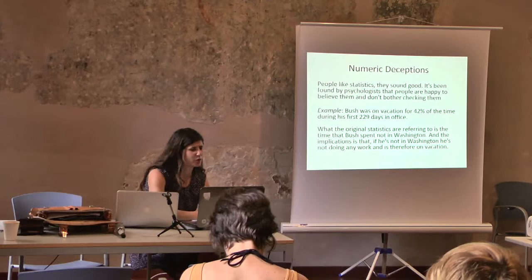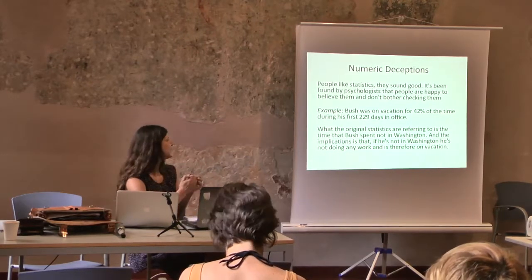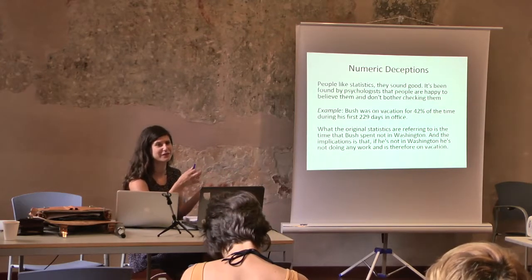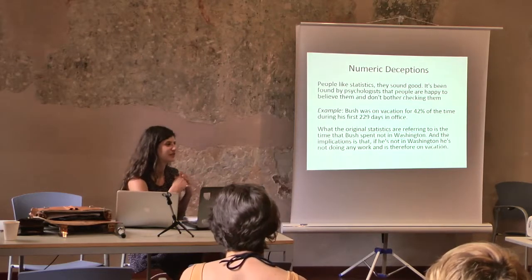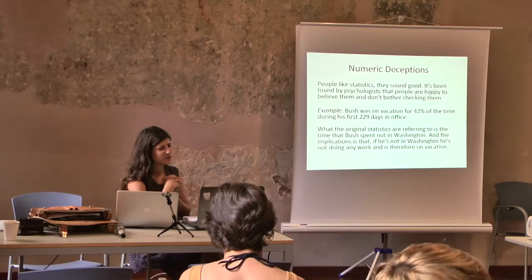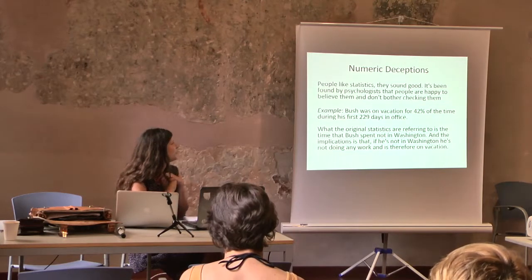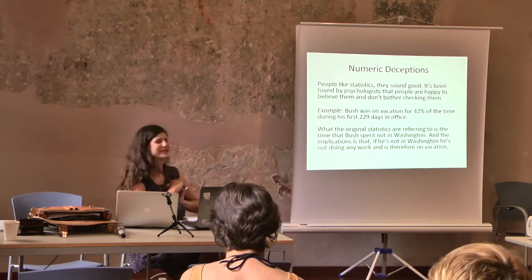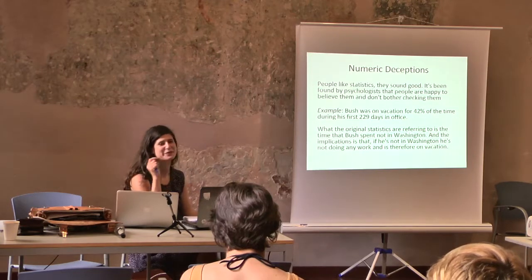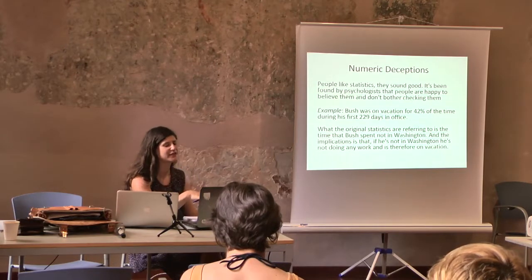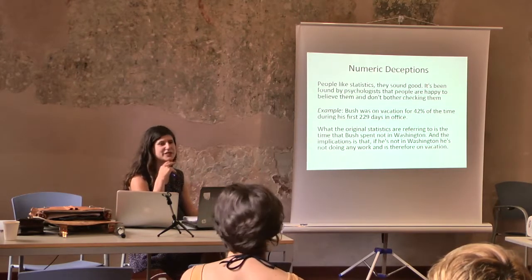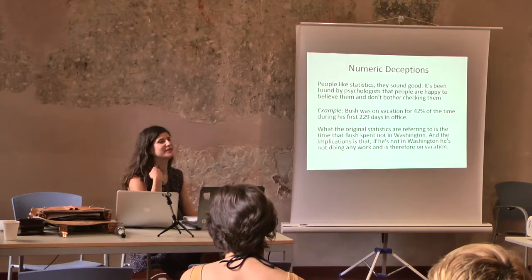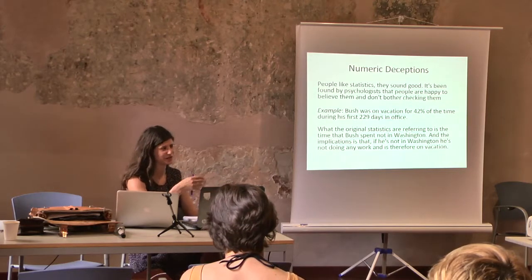And the other one is numeric deceptions, which we use them all. They're very, very often used, not only in documentary films, of course, also in all kinds of media and journalistic forms of persuasion. So, for example, at the beginning of the film, Michael Moore says Bush was on vacation for 42% of the time during his first 229 days in office. And what he's referring to is actually the time that Bush spent not in Washington, and that he's not in Washington, he's on vacation, which is obviously a misperception.